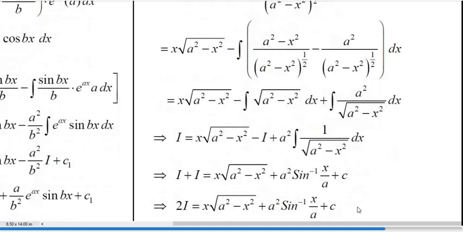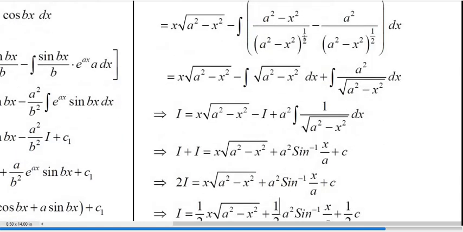The first term cancels out, its whole power 1 cancels out. We get square root of a square minus x square dx plus integral of a square over square root of a square minus x square dx. I is equal to x square root of a square minus x square minus this, and this function becomes I from equation number 1.